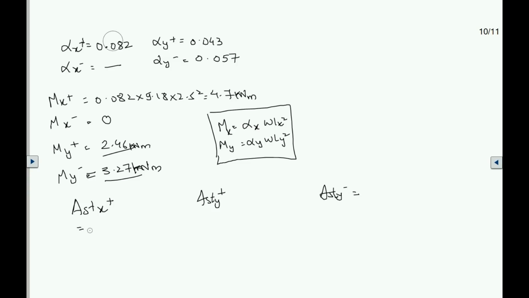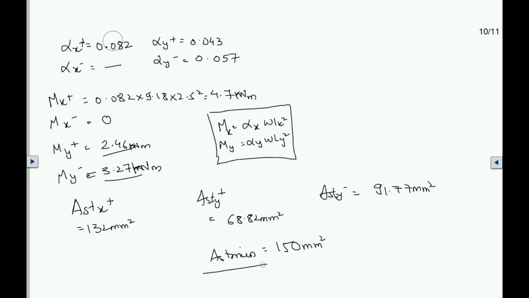I have calculated ASTx positive and it was 132 millimeter square. ASTy positive was 68.82 millimeter square, and ASTy negative is 91.77 millimeter square. Now again, all of these are far less than the AST minimum value, which was 150 millimeter square. So we will go for AST minimum again here.